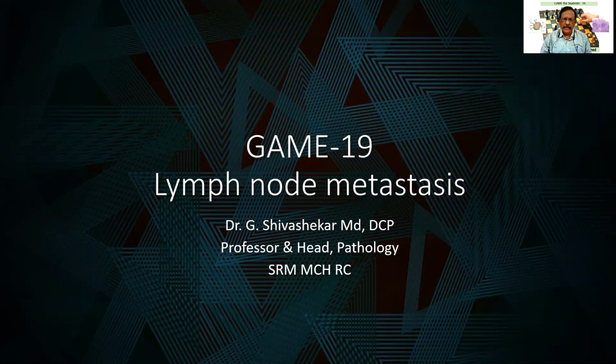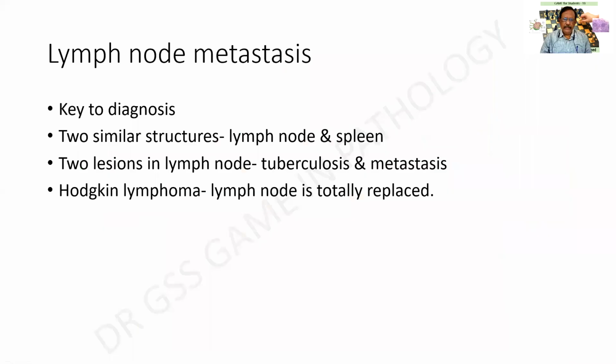Lymph node metastasis. A definite slide, but slightly difficult for undergraduates. Lymph node metastasis, we have to remember the following things. There are two structures histologically which will be having an identical picture. One is a lymph node and another is spleen. And within the lymph node, we have got two lesions. One is tuberculosis, other is metastasis. So we need not be confused at all.